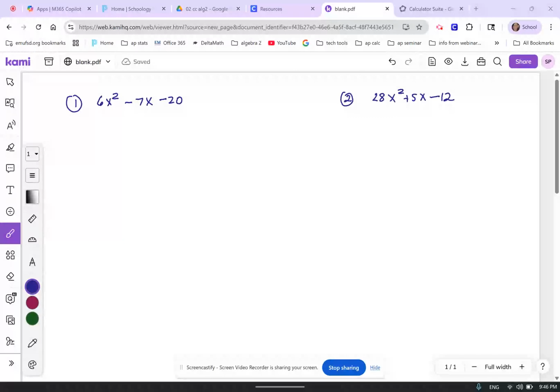In this video, we're going to factor trinomials where the leading coefficient is not equal to 1, and I'm going to use the split the middle technique and the trial and error technique. So look at the first problem. We notice that the trinomial is in standard form. We notice that there's no GCF. And we notice that the leading coefficient is not 1, it's 6.